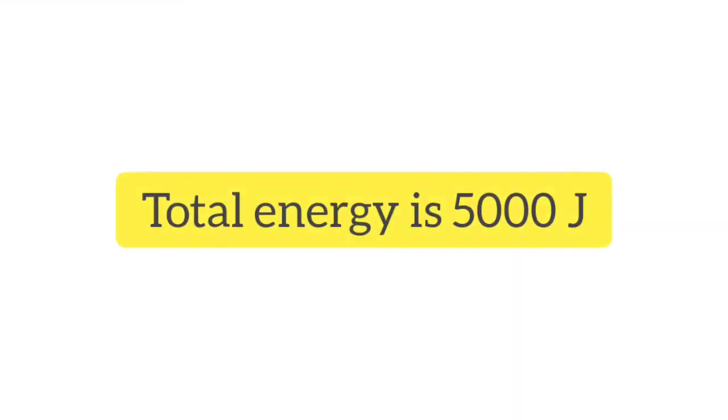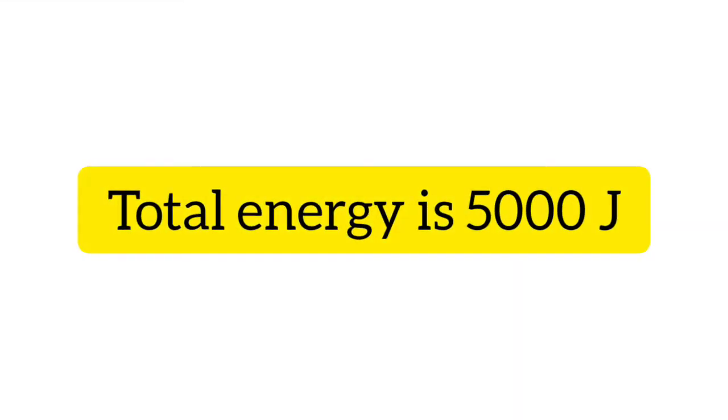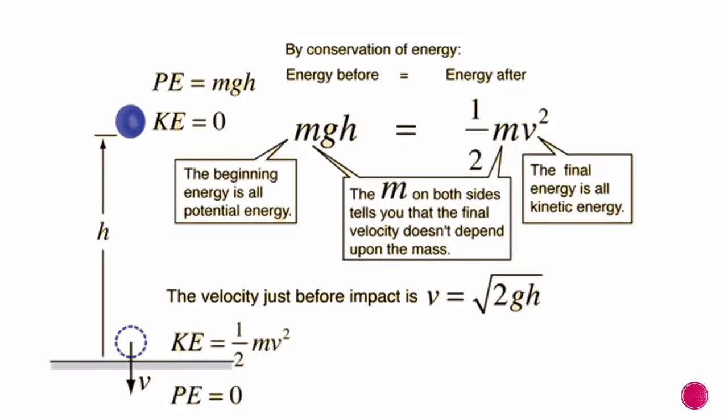That means in all the three cases, the total energy is not changing. It is always 5000 joules. Now, as the ball reaches the ground, what happens? Its potential energy will become 0 and the kinetic energy will become 5000. That means at the starting point, it had all the energy in the form of potential energy, and as it came down, its energy got converted to kinetic energy.